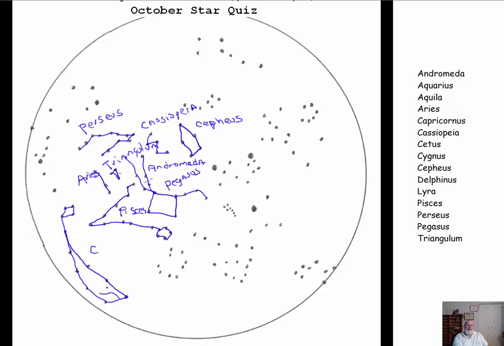And Cetus fits into the whole Perseus, Medusa, Andromeda, Pegasus story, but I don't have any idea, other than he's supposed to be a very angry whale. Okay, so that's Cetus the whale.